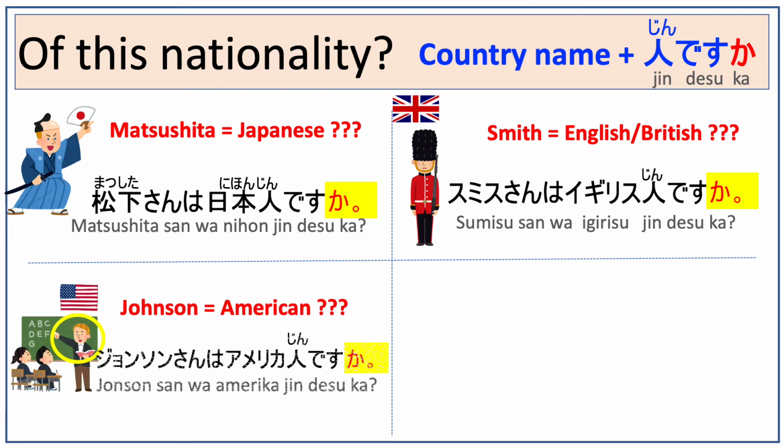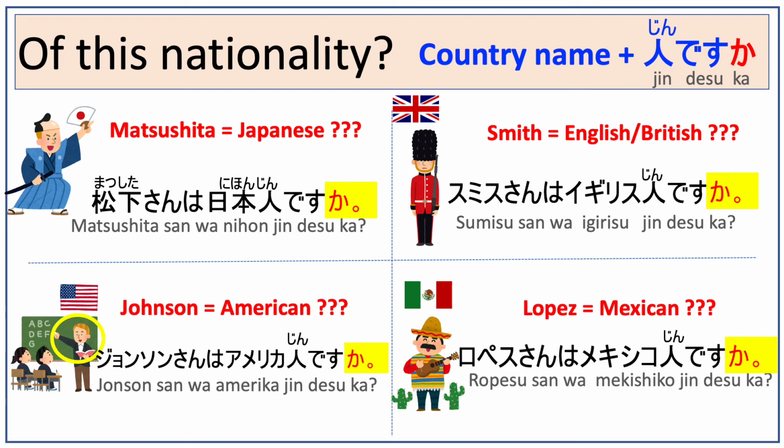Johnson-san wa Amerikajin desu ka? Means, is Johnson American? Or, Mr. Johnson, are you American? Lopez-san wa Mexicojin desu ka? Means, is Mr. Lopez Mexican? Or, Mr. Lopez, are you Mexican?